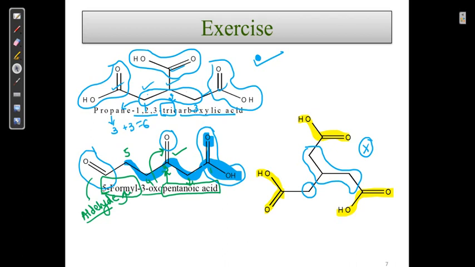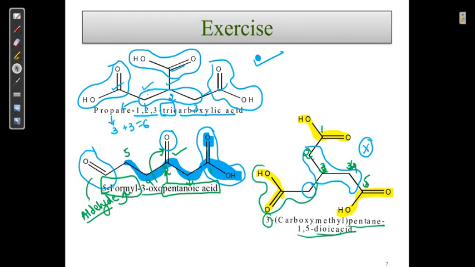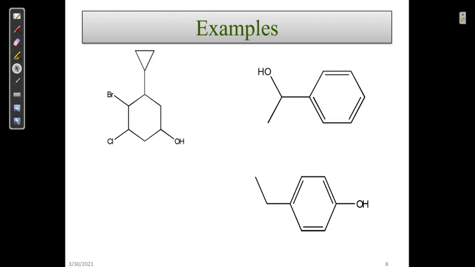In this case, we do not use tricarboxylic acid, we use the dioic acid. So if you see 1, 2, 3, 4, when you use oic acids, we have to use 1, 2, 3, 4, and 5. So this one is pentane-1,5-dioic acid, and the prefix at the third position is carboxymethyl. So this is my attempt to clarify the special suffix and prefix which is used. Now if you see here, this is also one of the interesting examples.